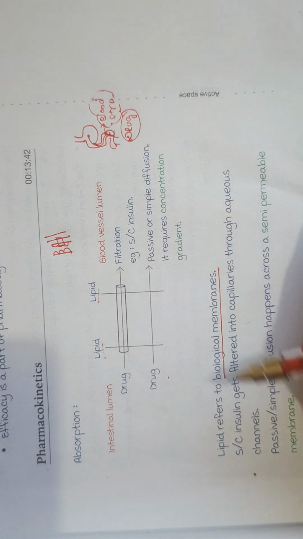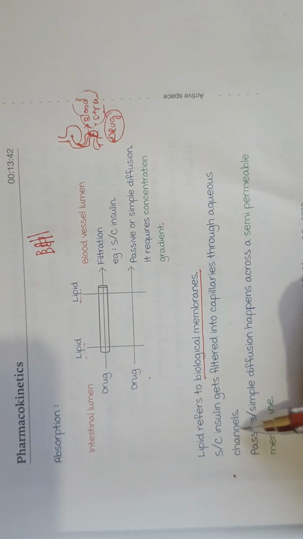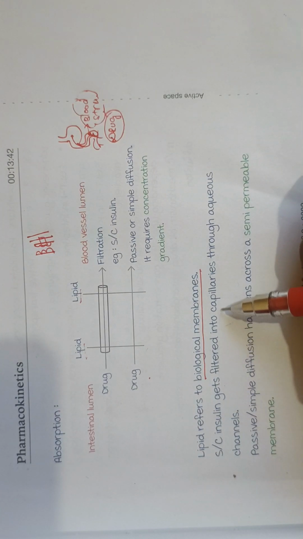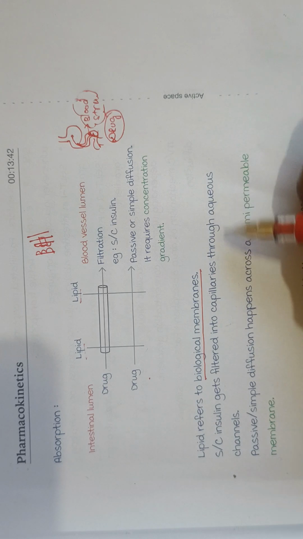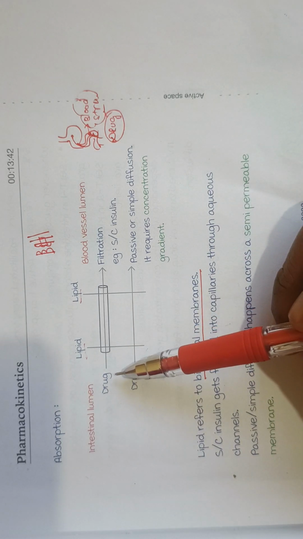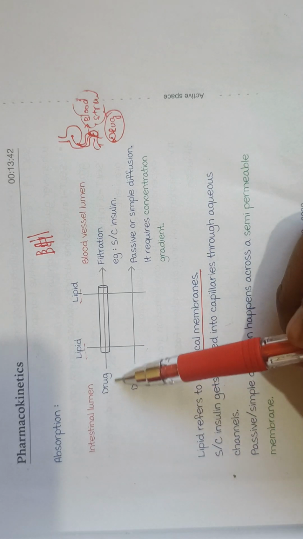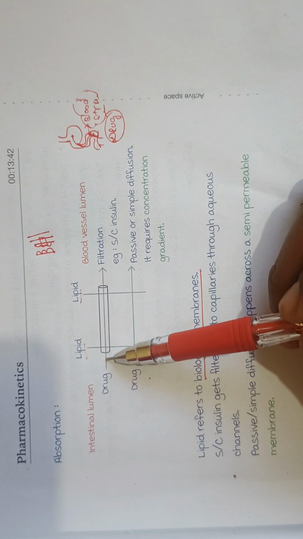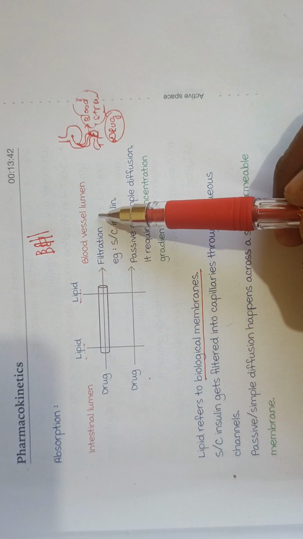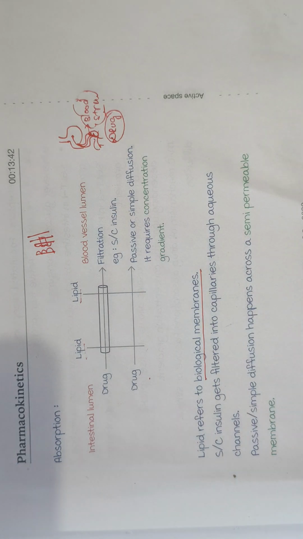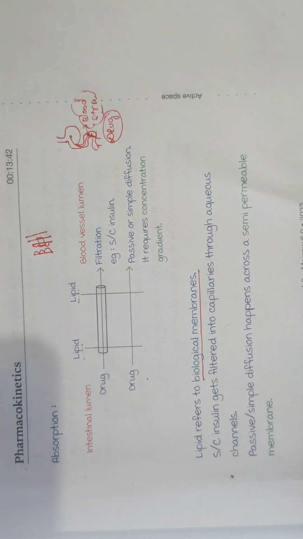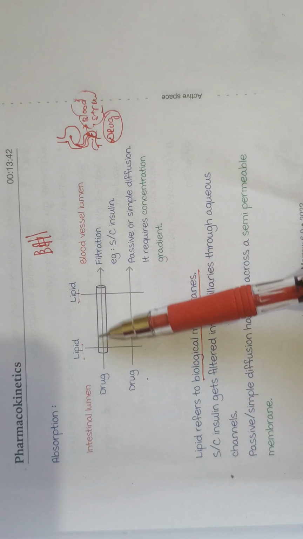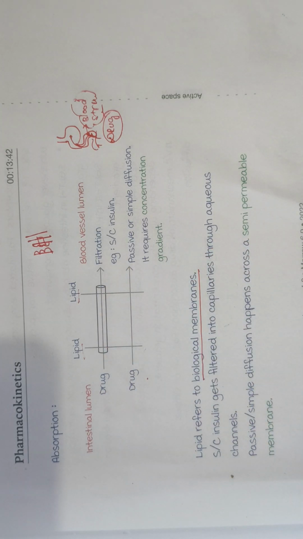Now if you observe carefully, subcutaneous insulin gets filtered into the capillary through an aqueous channel. A few drugs have a channel, and they pass through this channel and enter into the blood vessel lumen. Such an example is subcutaneous insulin, which gets filtered into the capillaries through an aqueous channel. This is an aqueous channel, right?